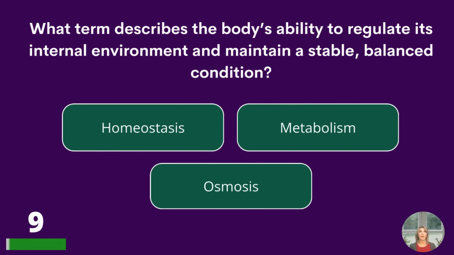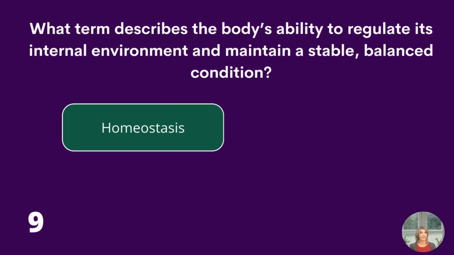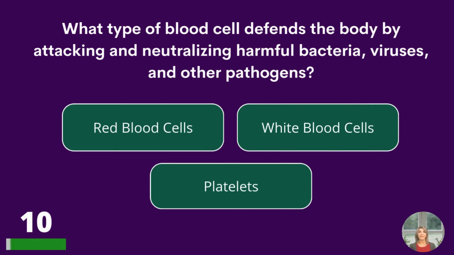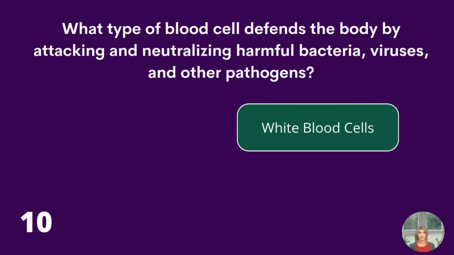What term describes the body's ability to regulate its internal environment and maintain a stable, balanced condition? Homeostasis. What type of blood cell defends the body by attacking and neutralizing harmful bacteria, viruses, and other pathogens? White blood cells.